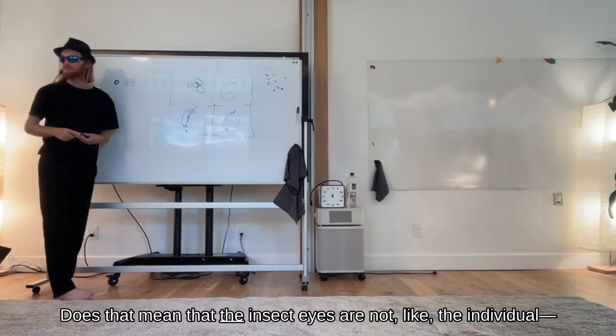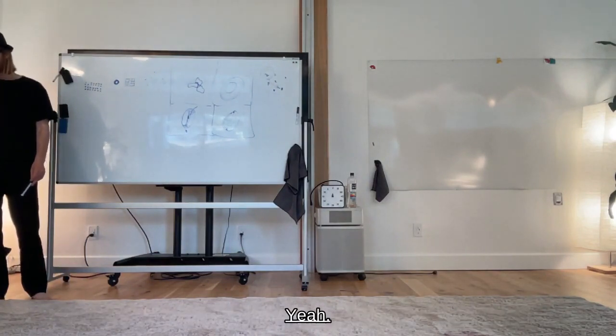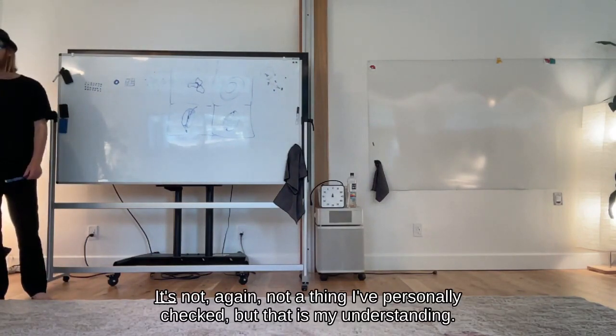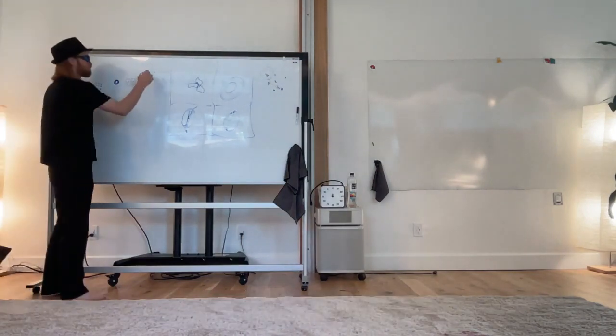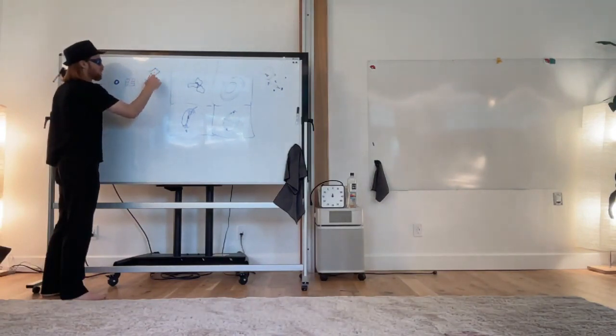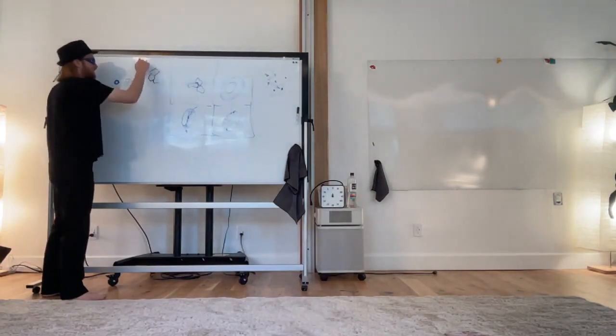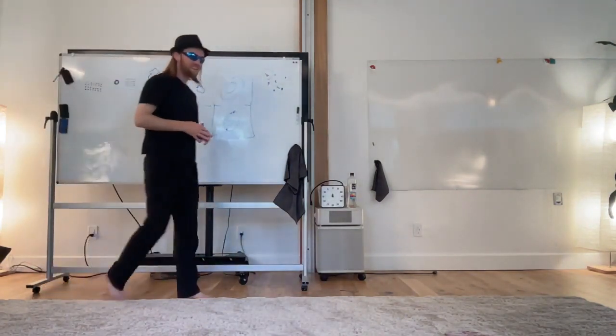Does that mean that insect eyes are not a perfectly hexagonal grid, the individual compartments? I believe so. It's not a thing I personally checked, but that is my understanding. Okay. That's right. You know what? I'm gonna stop. That's that thing.